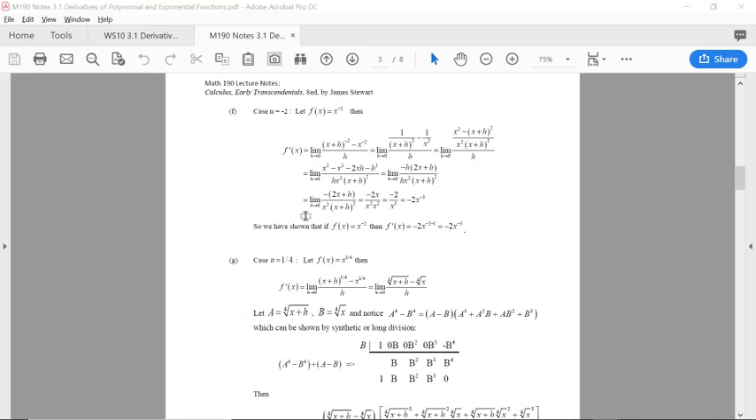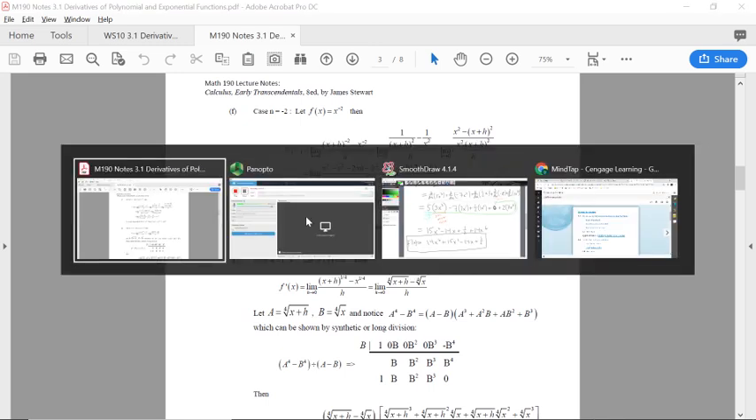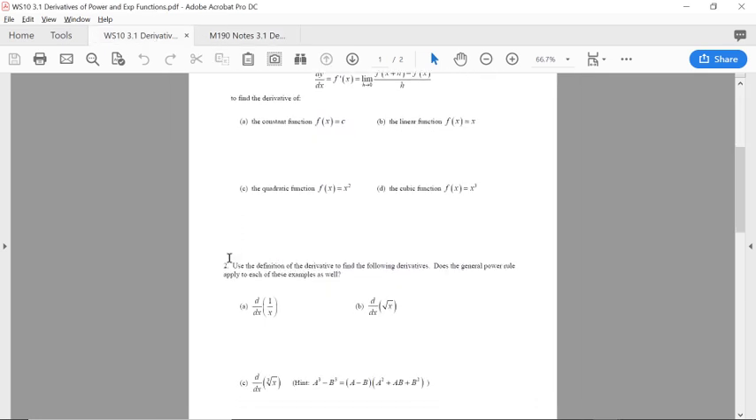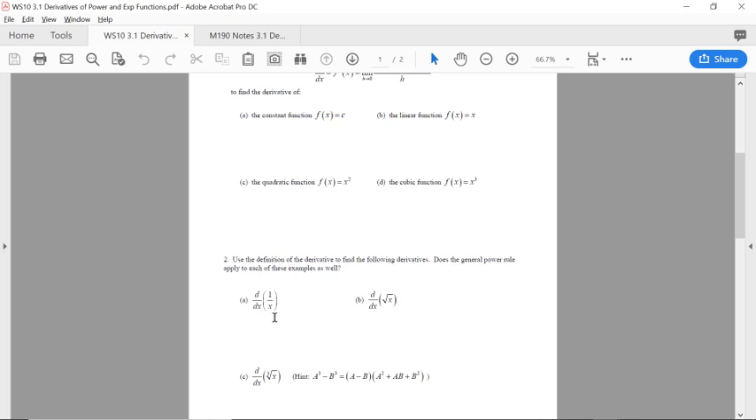Now, I also ask you on the worksheet to do the derivative of 1 over x, which is the same as the derivative of x to the negative 1 power. So here you can check to see what you're going to get by taking the derivative of 1 over x. Does the general power rule actually apply to this example? And the answer to that is yes.